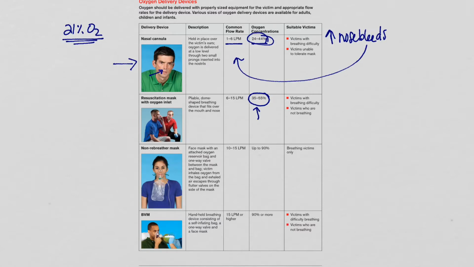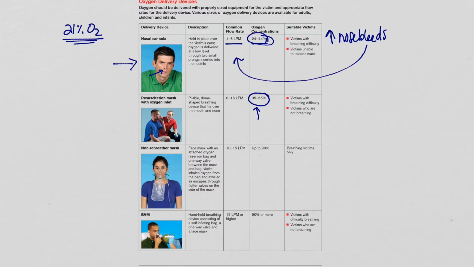So with the resuscitation mask, it can be used with a device that delivers between 6 to 15 liters per minute. Again, if they are conscious, that 15 liters per minute is going to feel like someone is just blowing air in their face up close and personal. So you may start at that 6 liters per minute and then progress them once they're comfortable with the air being breathed or blown into their face.